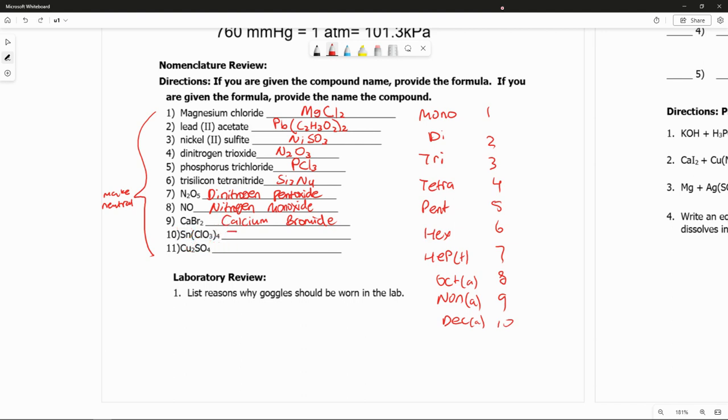With that information, we can write tin, open the parentheses, and write 4 as IV in Roman numerals, and then ClO3, which is chlorate. So we just put tin IV chlorate. And that is it. Last one, number 11.